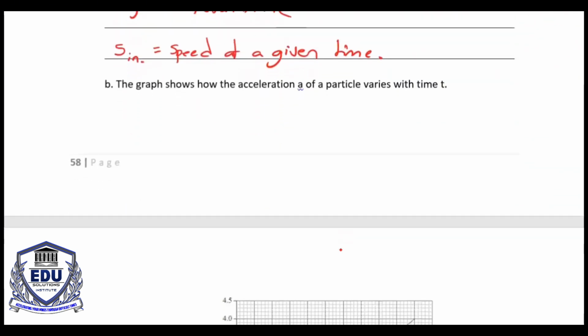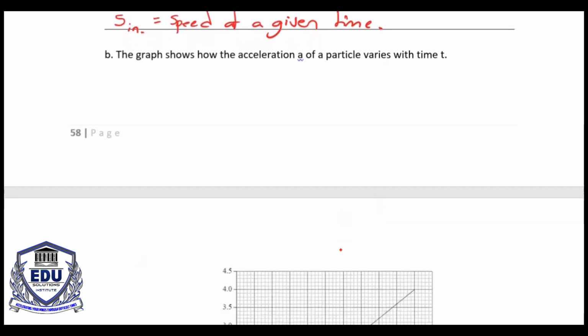All right, part B. The graph shows an acceleration of a particle varying with time.